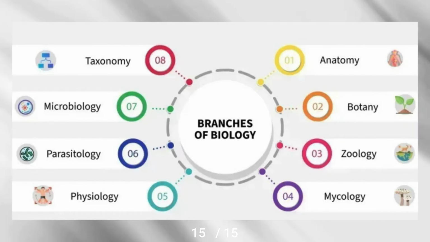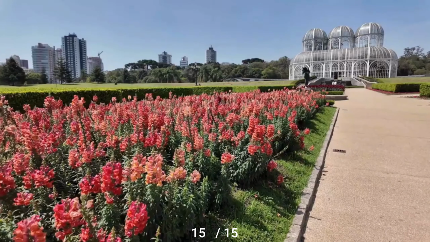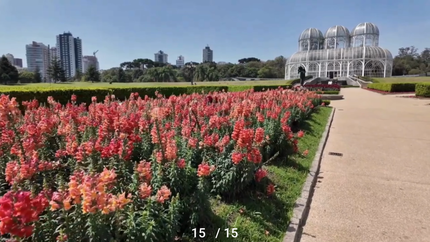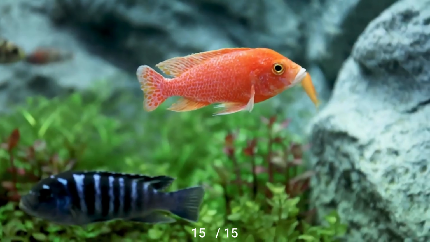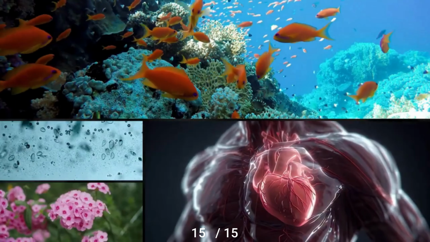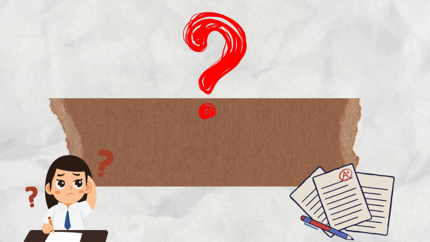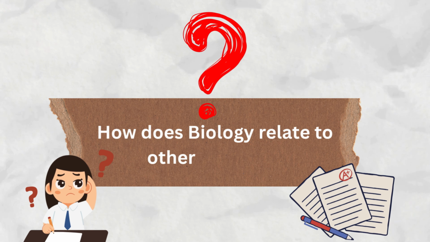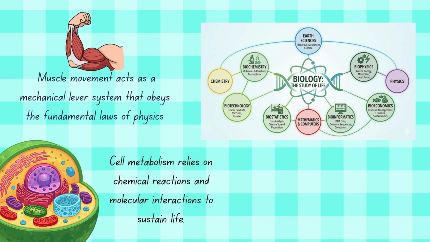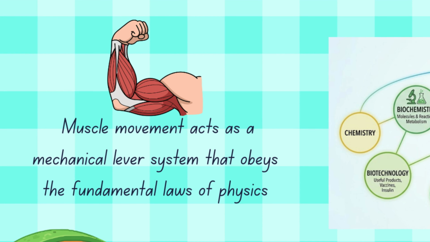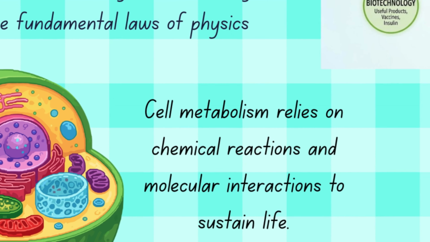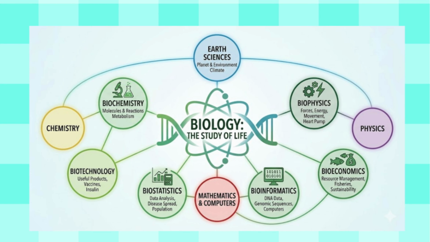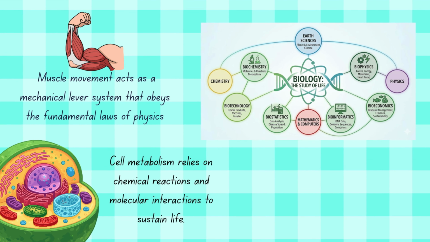These are just a few of the many branches of biology. Each branch offers a unique perspective on life, helping us understand the complexity, diversity, and beauty of living organisms. You now know the branches, but a very common exam question is, how does biology relate to other subjects? You can't study the movement of muscles without biophysics, or the chemical reactions in a cell without biochemistry. Let's break down these essential interdisciplinary links, starting with biochemistry.